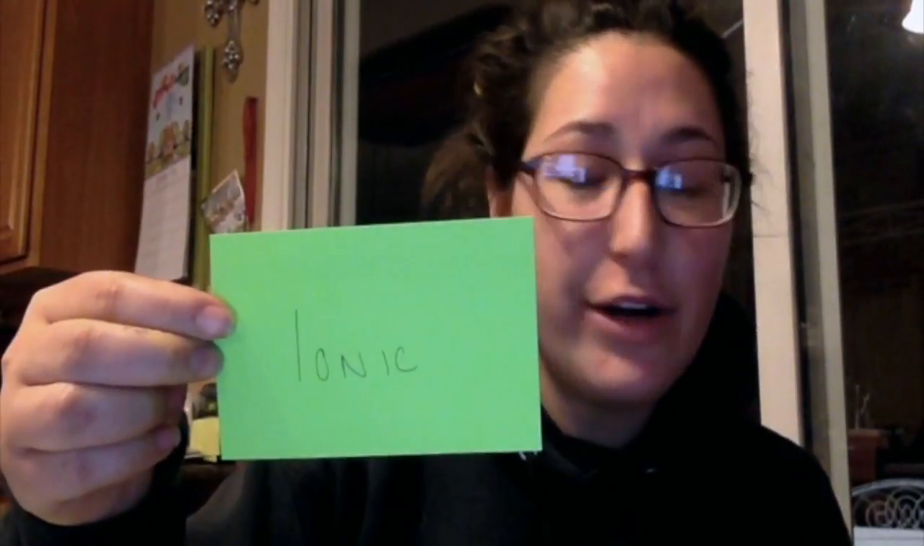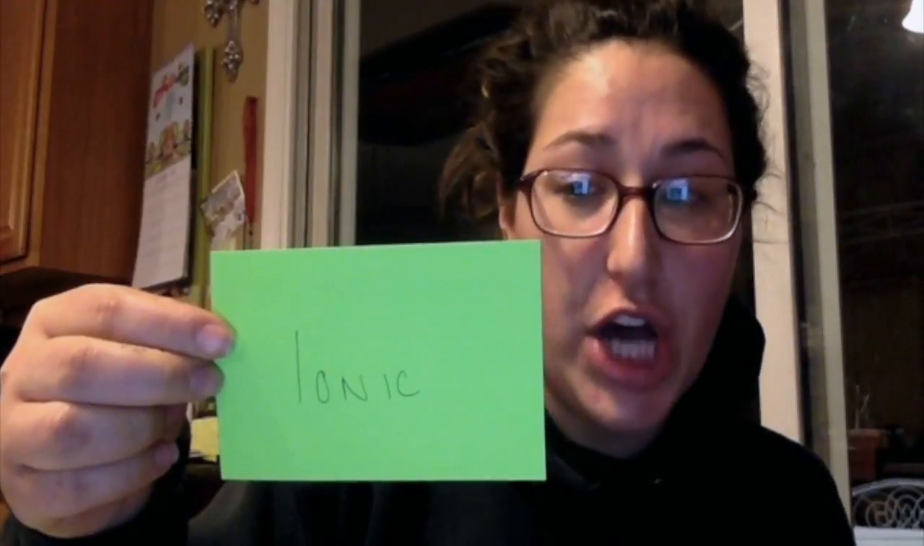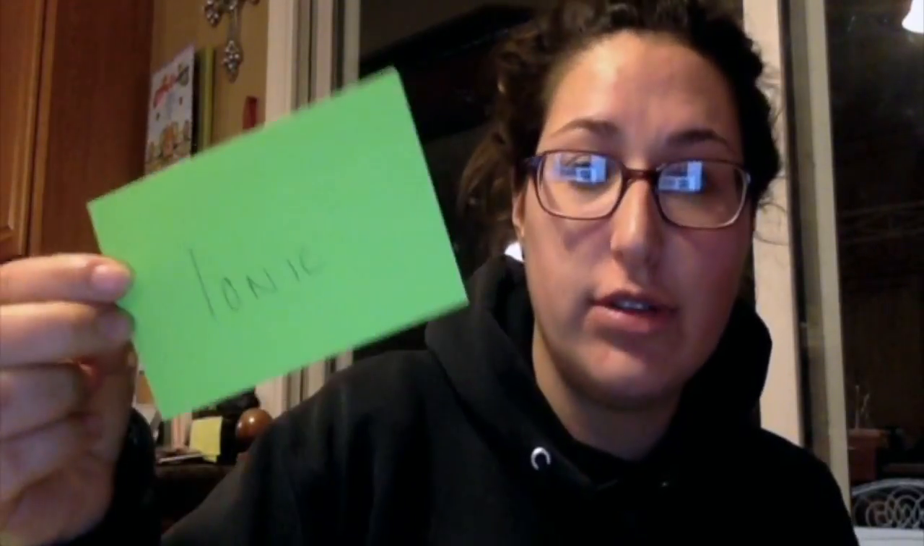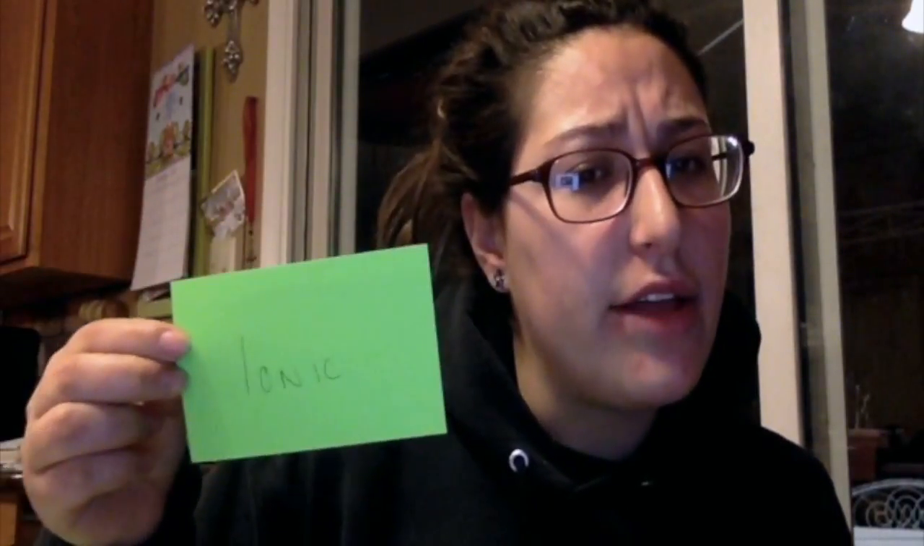Next, we have our ionic bonds. Ionic bonds are formed when oppositely charged ions are attracted to each other. So that would be like salt, NaCl. And these bonds are not the strongest, but they're also not the weakest. They're right in between.